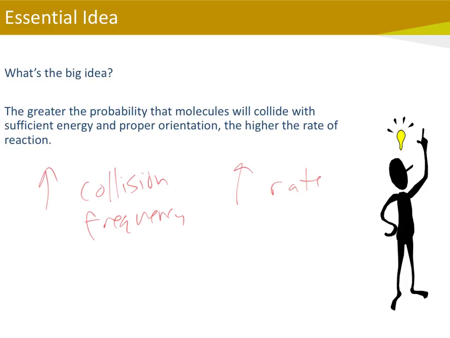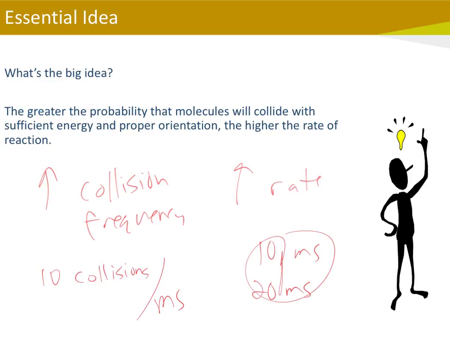Collision frequency is an important thing because, let's just make up an example. If I have 10 collisions per millisecond, and I wait 10 milliseconds, I'll have 100 collisions. But if I wait 20 milliseconds, I'll have 200 collisions. I had more collisions, but I'm not going to have a faster rate at 20 milliseconds. I need to increase the collision frequency in order to increase the rate.